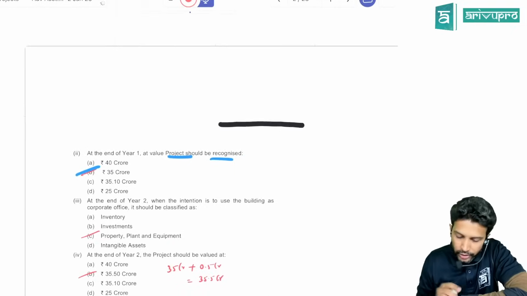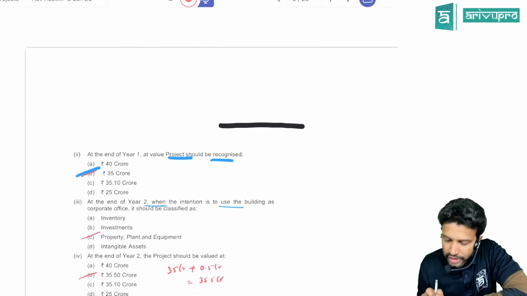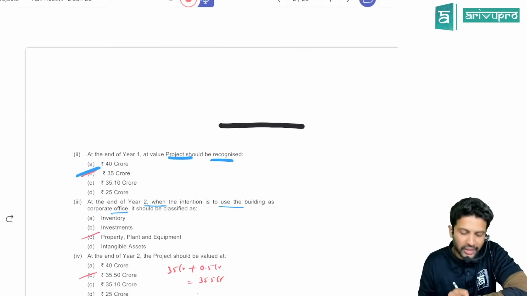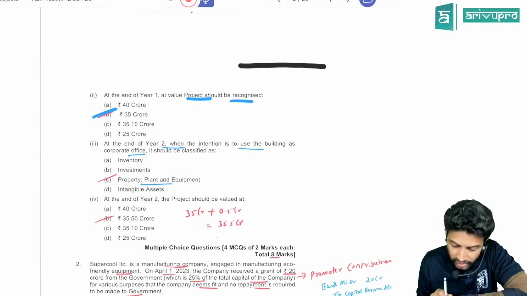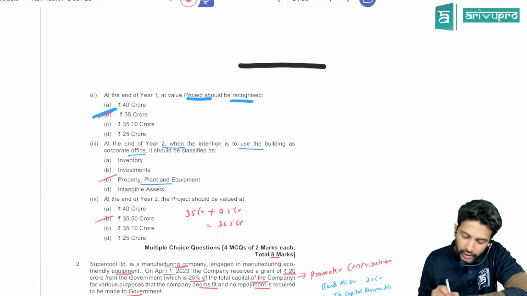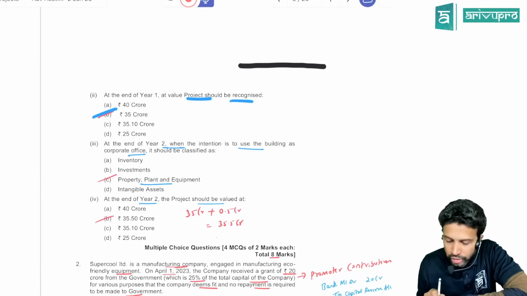Fair enough. Now they have asked, at the end of year 2, the intention is to use the building as a corporate office. How will you classify this? Will it still be shown as inventory? No. Now it will become what, sir? Property, plant and equipment. Now they are saying at the end of year 2, how this project will be valued.